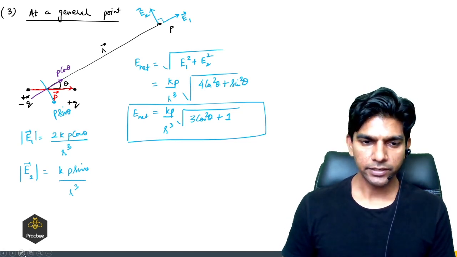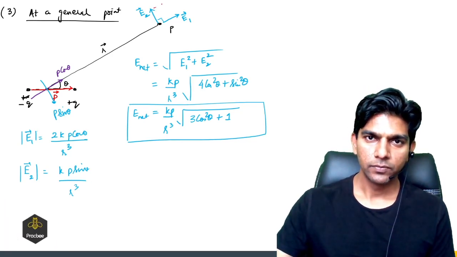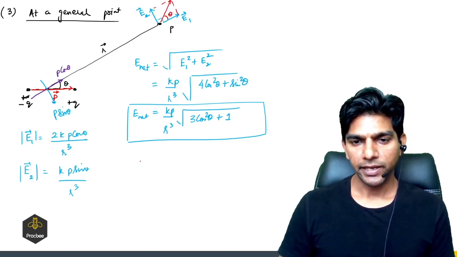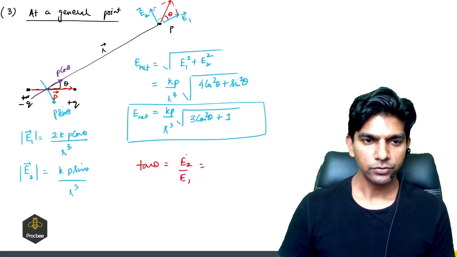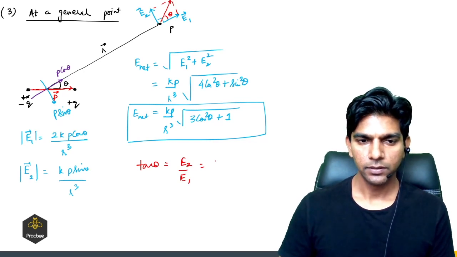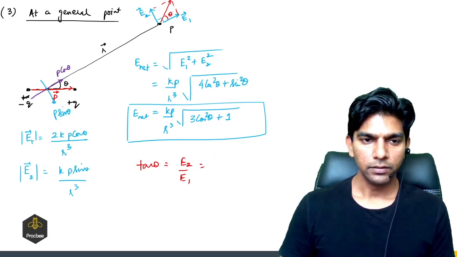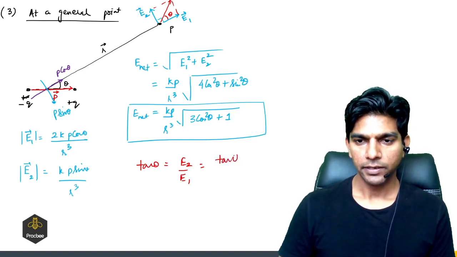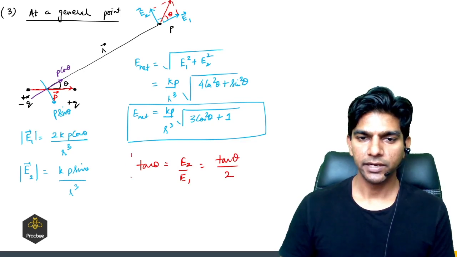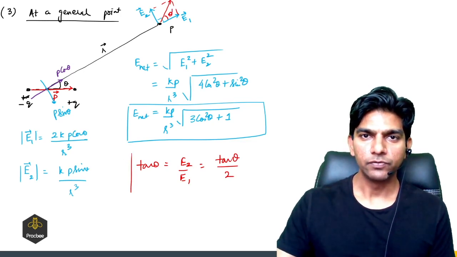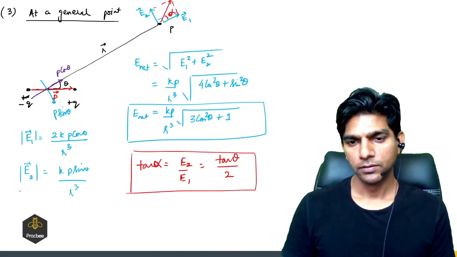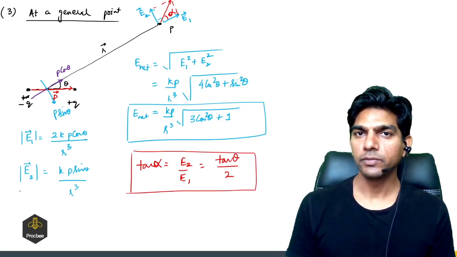Okay. And what is the direction? Let us say the net electric field makes an angle alpha with the R vector. So tan alpha will be E2 by E1, and E2 is Kp sin theta by R cube, and E1 is 2 Kp cos theta by R cube. So it comes out to be tan theta by 2. So tan alpha will be tan theta by 2. Okay, so do remember this derivation. It can be asked in your board exams.